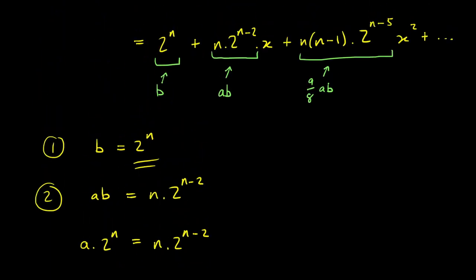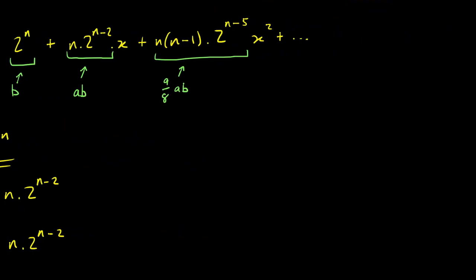Okay, well, let's have a look at this one here. So we'll call this equation 3. We know that n times by n minus 1 times by 2 to the power of n minus 5, I think that's right, is equal to 9/8 of ab. Okay, well, actually, we already know what ab is. ab is this term here, isn't it, right? So why don't we just substitute that directly in?